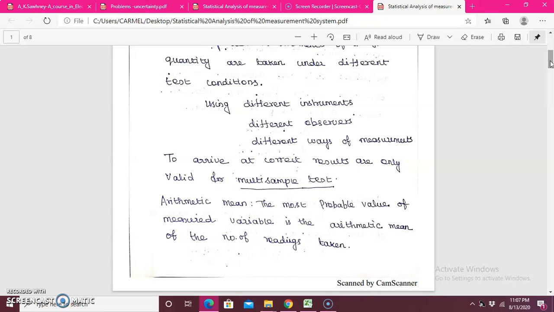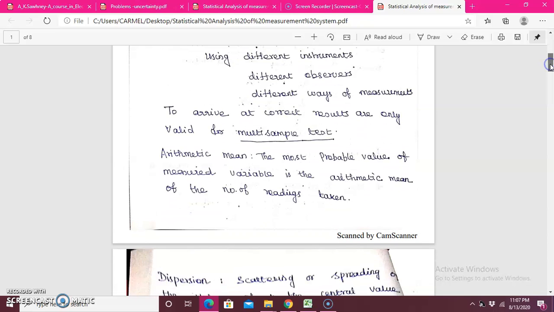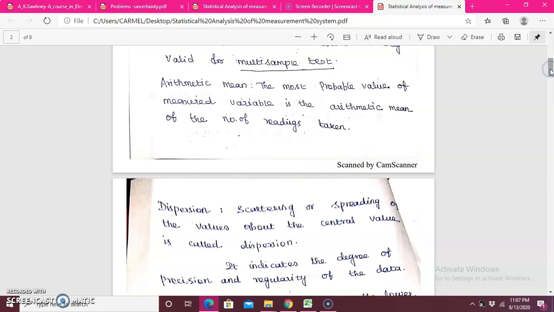So while going for a multi-sample test, what are the statistical analyses we have? There are so many. The first one is arithmetic mean, standard deviation, standard deviation of mean, standard deviation of standard deviation, then probable error. There are so many types we have. So what is the meaning of arithmetic mean? Arithmetic mean is nothing but the average, the sum of the observations divided by their number. The most probable value of a measured variable is the arithmetic mean of the number of readings.